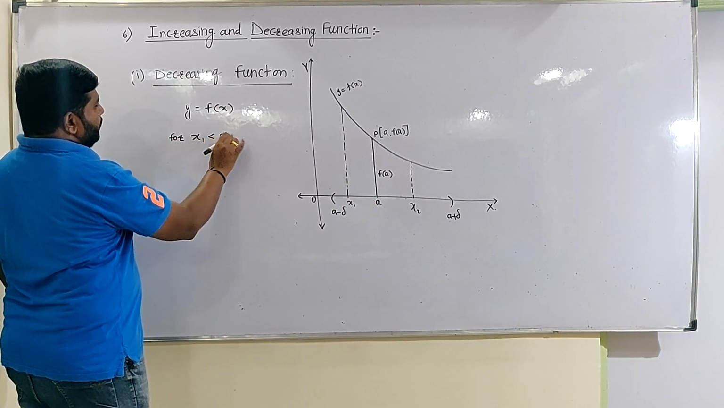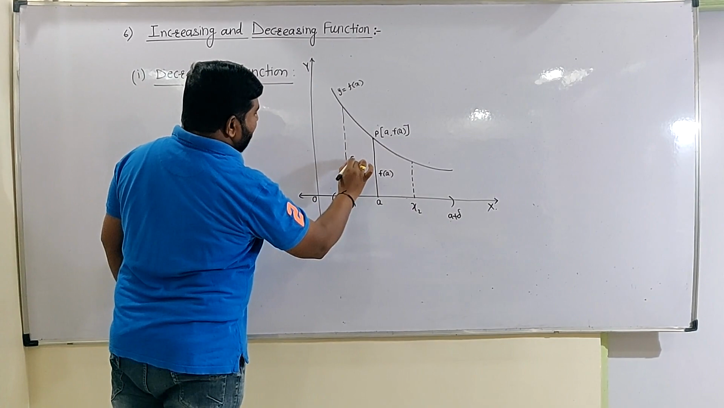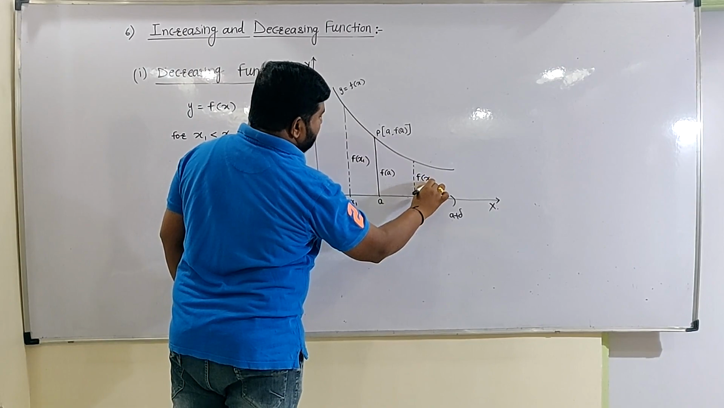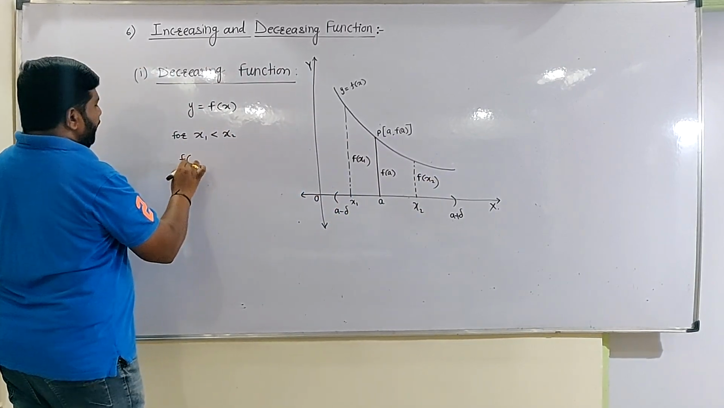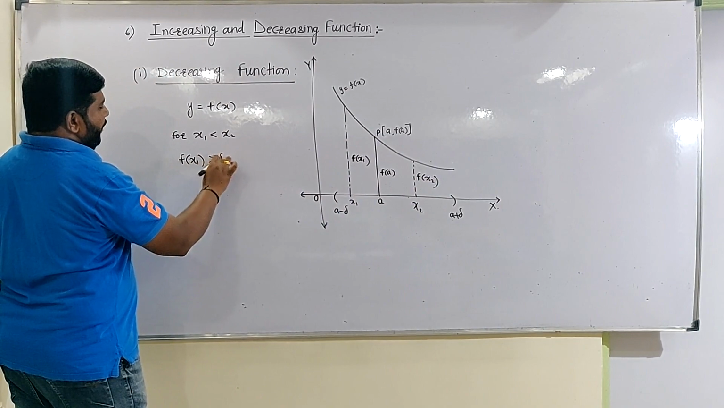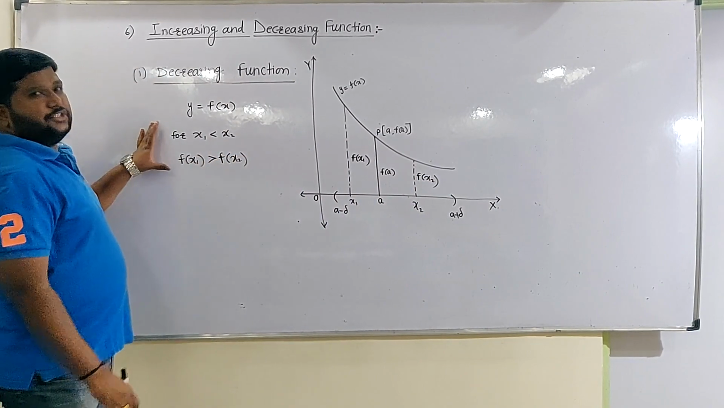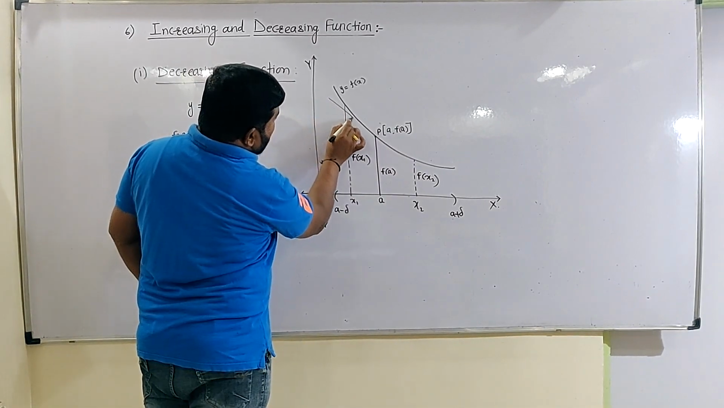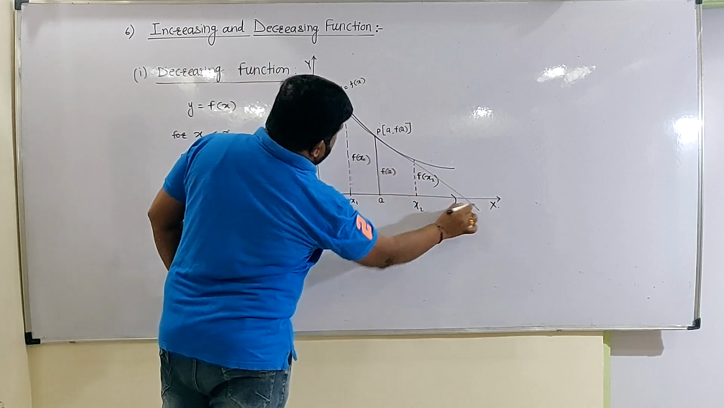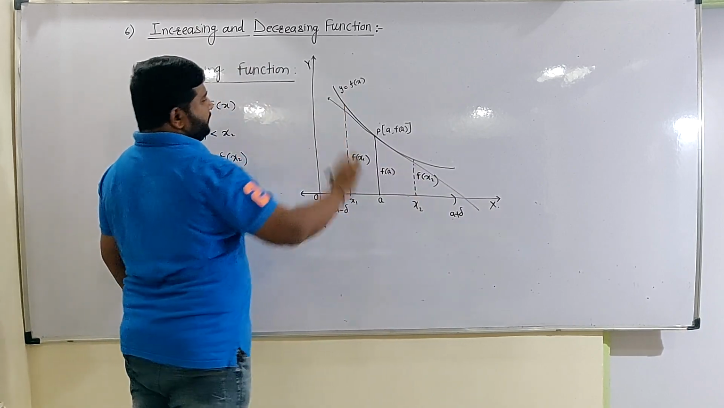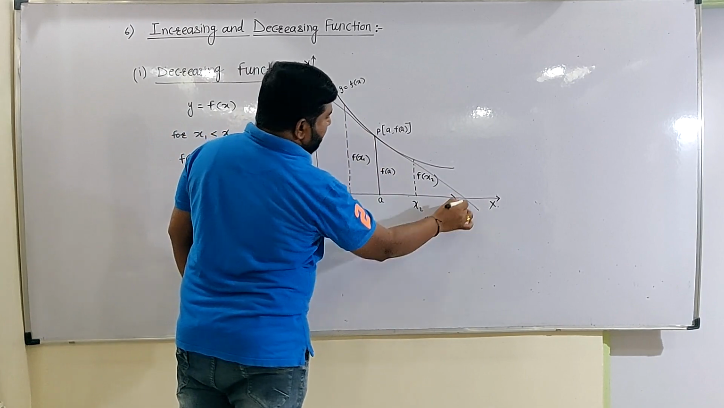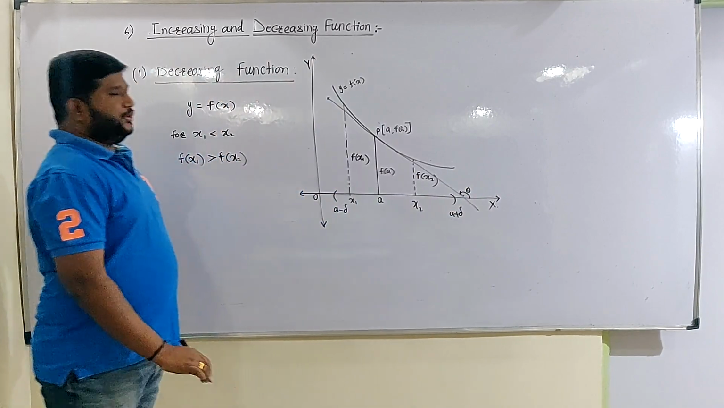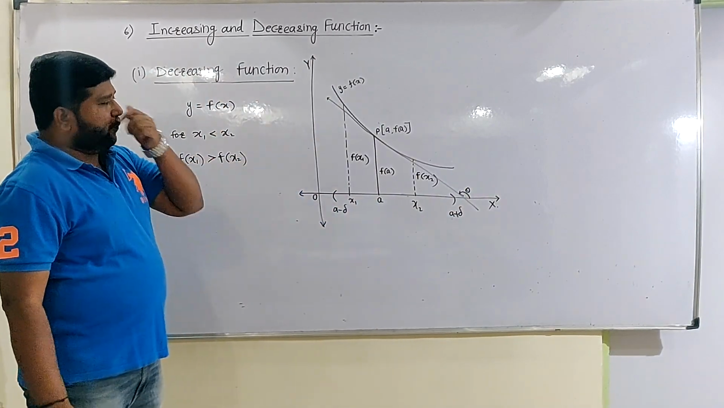So for x1 less than x2, f of x1 is definitely greater than f of x2. So f of x1 is greater than f of x2. So this function is called as what? Decreasing function. And this is a tangent passing through point P. This tangent of this curve makes an angle theta with the positive direction of x-axis. So this is the slope of tangent.